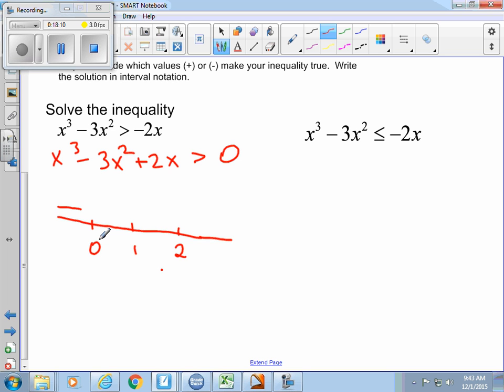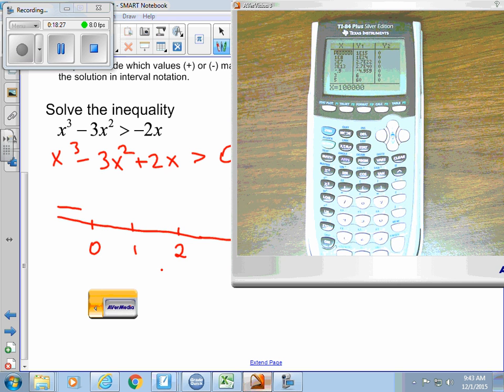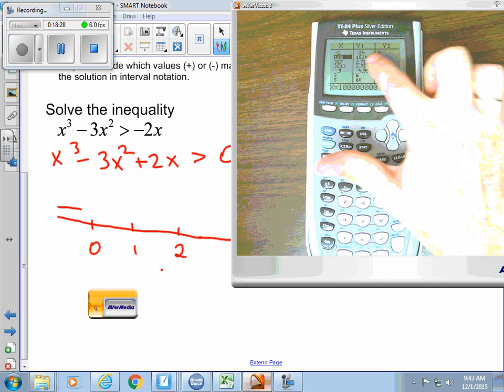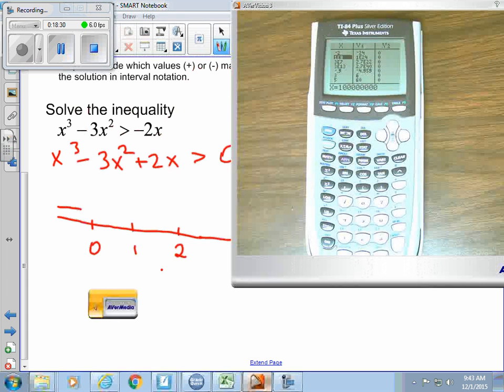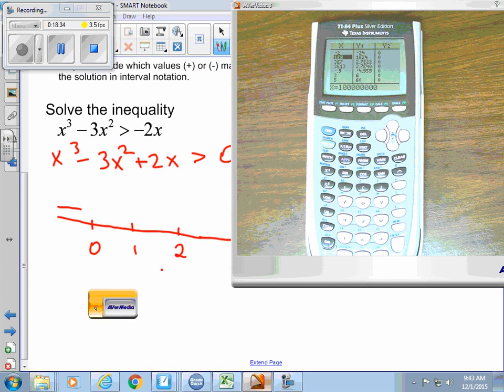So if you were doing this solely by hand, those of you who like to do things by hand, in factored form, it would be easy to plug in -2, and you could just see if it was positive or negative. Or you could go to your table in your calculator and plug in -2. If I do, I get -24. I don't care what the number is. The big thing I want to know, is that a positive number or a negative number? I'm going to do the same thing in between each set of points.